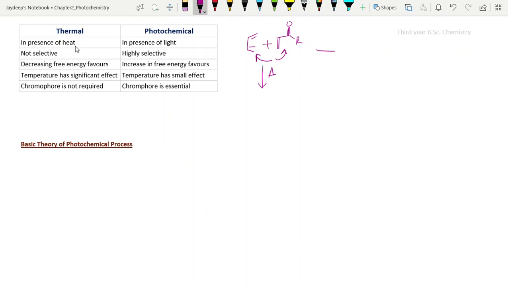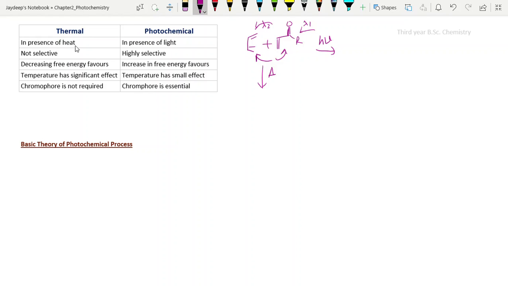While when we consider the photochemical reactions, which are generally represented by this h nu, which is nothing but the photon, in this case we are going to irradiate these molecules with different wavelengths. This is with the wavelength lambda 1, and this can be with the wavelength lambda 2. So it has a selectivity. So the photochemical reactions always occur with selectivity.